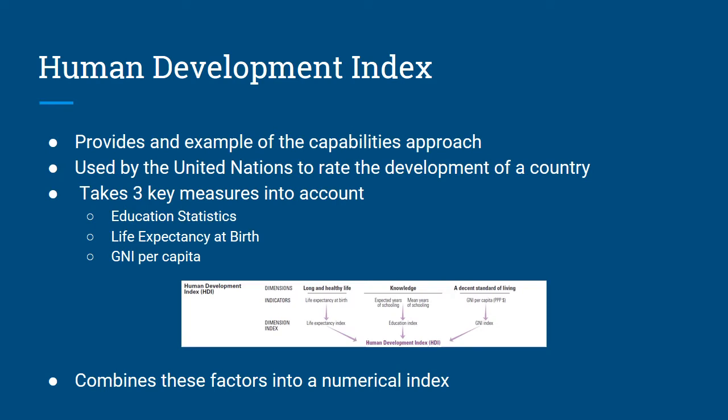A real-world example of the capabilities approach is the Human Development Index, or HDI. The HDI is used by the United Nations to rate the overall development of a country. It takes three key measures into account: education statistics, life expectancy at birth, and gross national income per capita. It then combines these factors into a numerical index and ranks a country as a decimal between 0 and 1, with 1 being the most developed.